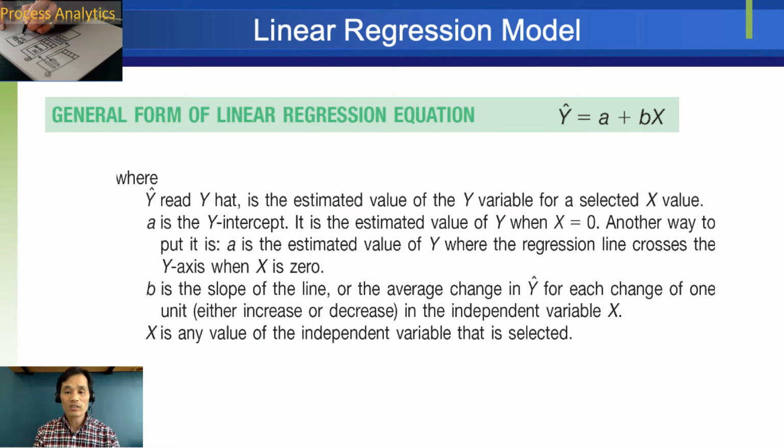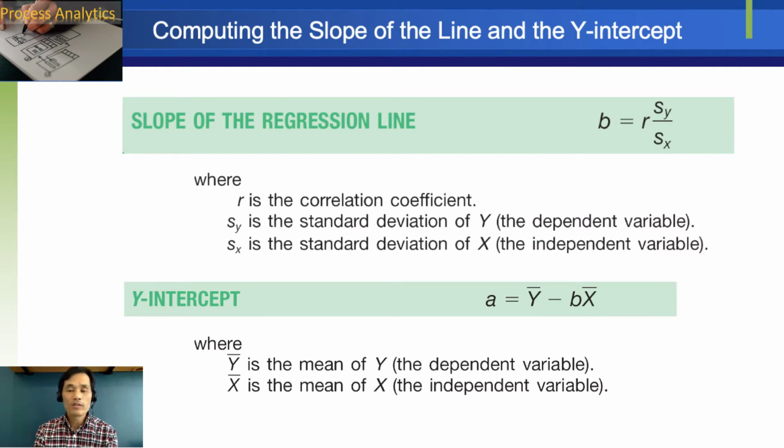Y hat, the dependent variable, is estimated by independent variable x. B, or beta, is the slope that we are seeking to obtain. A is the intercept. The slope can be derived by this formula: correlation times the standard deviation of y divided by the standard deviation of x. Y-intercept can be derived by this formula: the mean of y minus the slope times the mean of x.